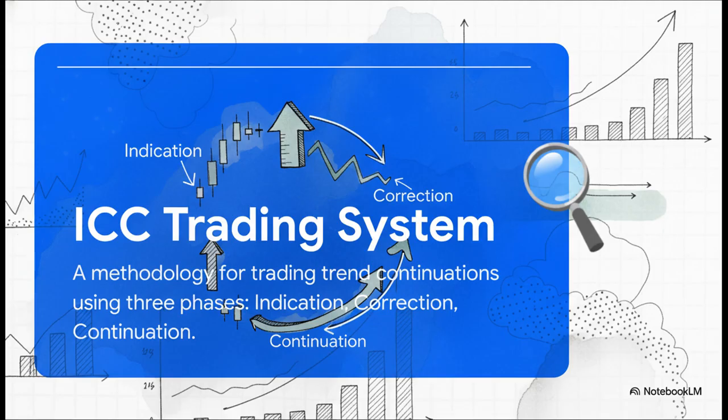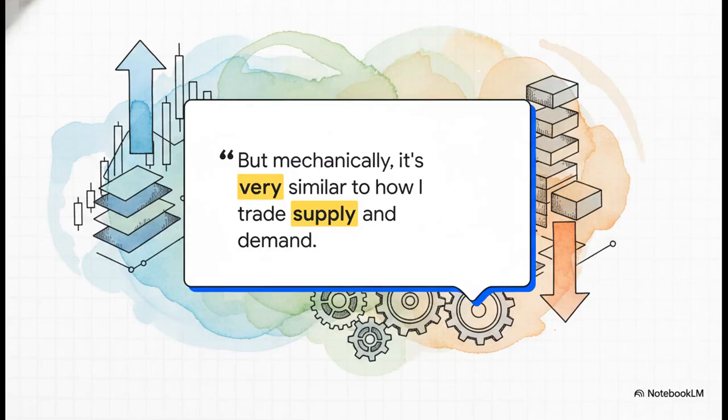It stands for indication, correction, and continuation, and it's basically a simple three-step recipe for trading pullbacks in a trend. And if that sounds a little complicated, don't worry. Like this trader on Reddit points out, when you really look under the hood, it's using the exact same principles of supply and demand that we've already covered. It's just a more structured, rule-based way of applying them.